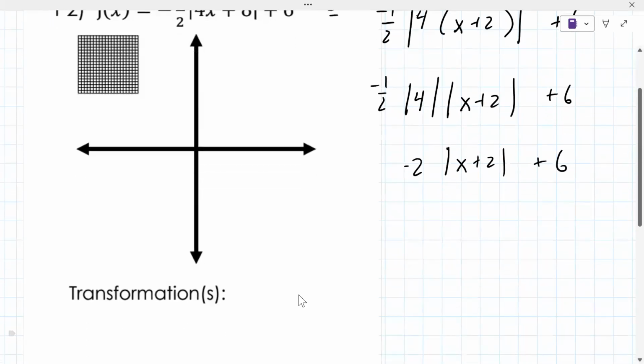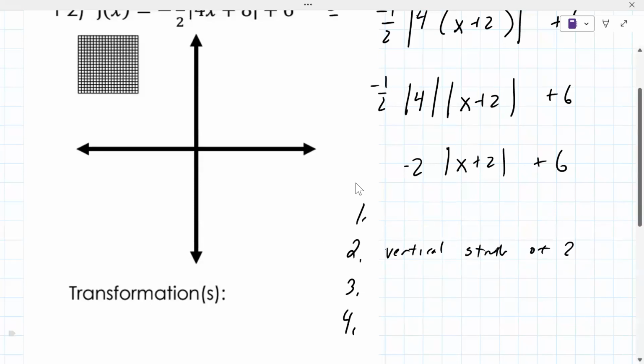And then from here, there are 1, 2, 3, 4 transformations. Be good to have you give it a try, and see what transformations there are. There is a vertical shrink by a factor of 2. Actually, we'd say vertical stretch because it's greater than 1. You'd have to use the word stretch.